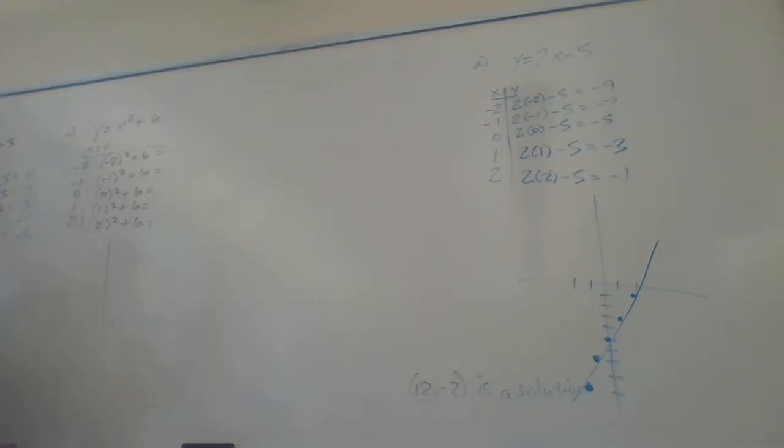Okay. All right. So that's 4 plus 6. It's 10. Negative 1 times negative 1 is positive 1, plus 6 is 7. 0 squared plus 6 is 6. 1 squared plus 6 is 7. 2 squared, that's 4, plus 6 is 10. So notice it has a symmetry to it.